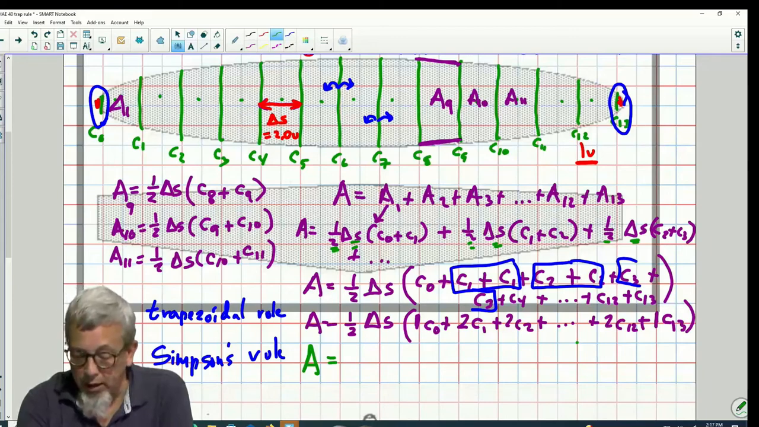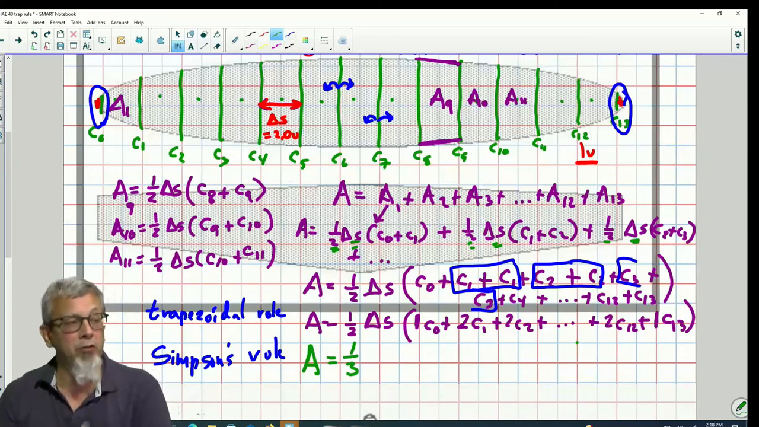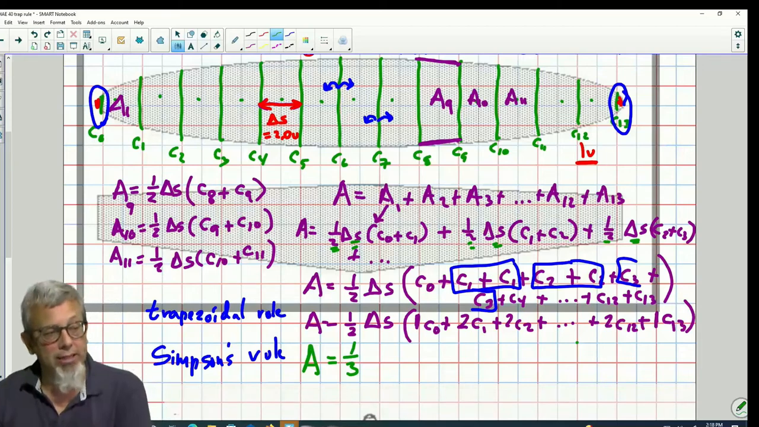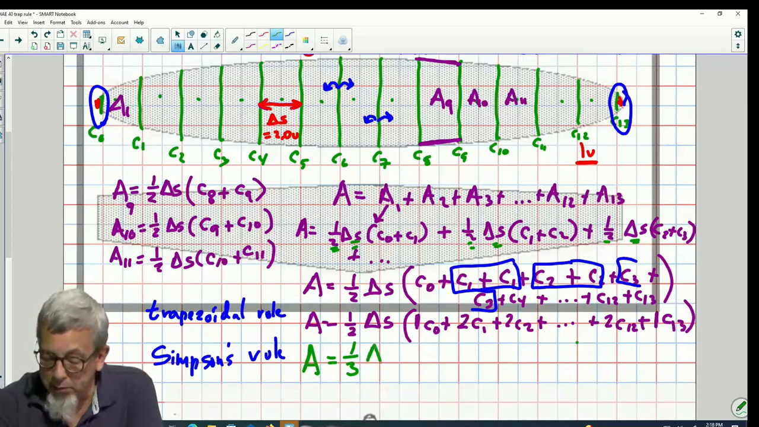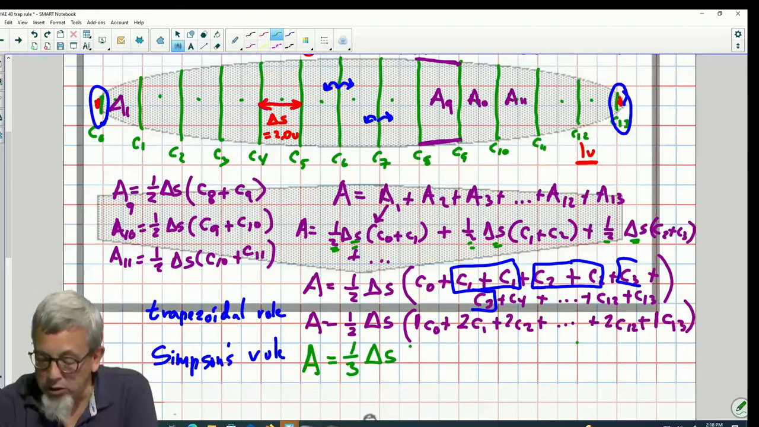We'll say, okay, our area is equal to, well, our factor out front. In the trapezoidal rule, that factor is a factor of 1/2. In Simpson's rule, we're going to count things more, and so that factor actually ends up being 1/3. We use the same width that we use in the trapezoidal rule. In this case, our delta S we would use in this particular case. And then the pattern looks something like this.